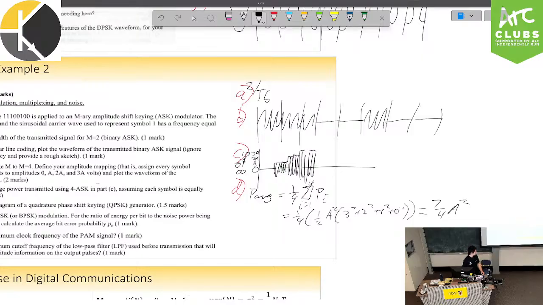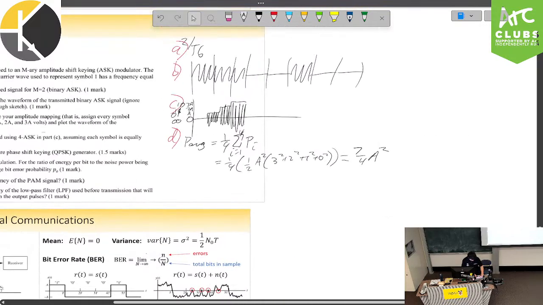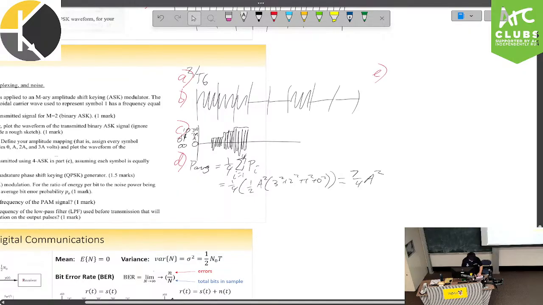Now, mind you, don't let this fool you into saying that this means it would need more power than binary amplitude shift keying, because a value could be cut into 4. It just depends on how we go about defining that. So that's a little bonus bit. We have 4 more parts. This is a chunky question. So part E, let's read it.